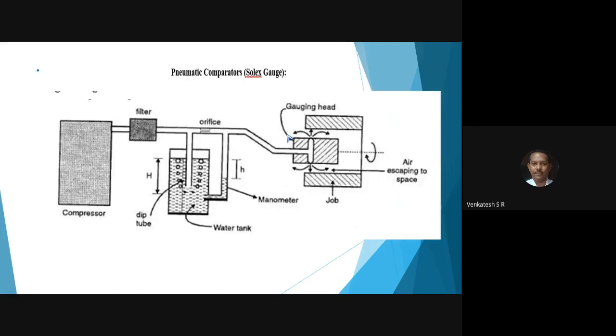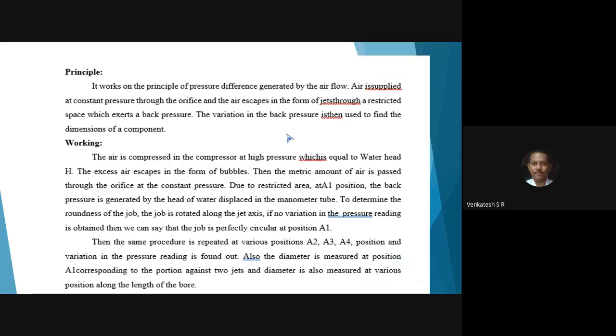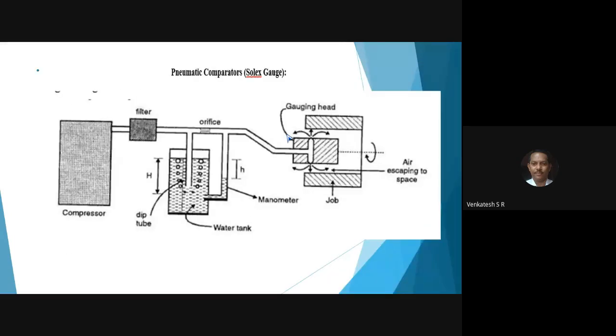Next, come to the point: pneumatic comparator. The name itself indicates pneumatic. What is the meaning of pneumatic? Pneumatic means you are using compressed air. So this is also called a back pressure gauge. Pneumatic comparator or back pressure gauge.